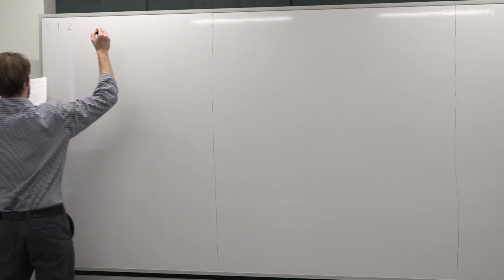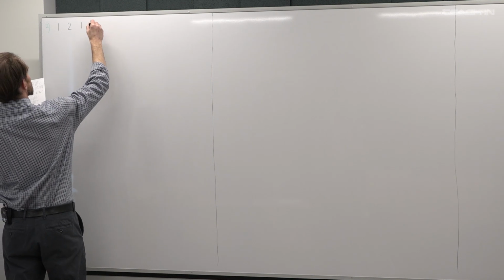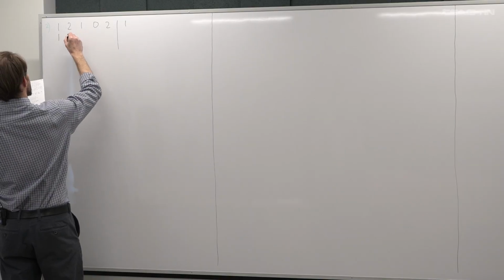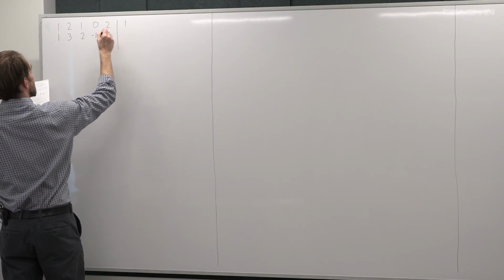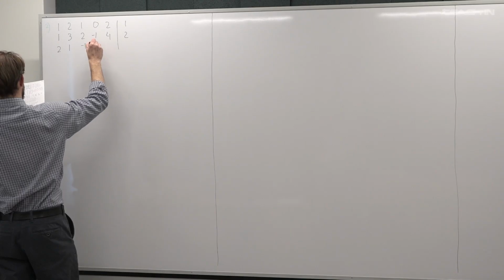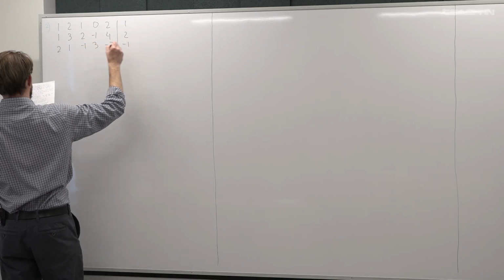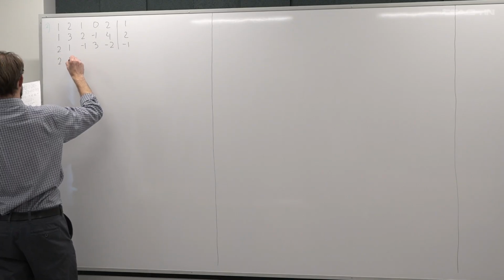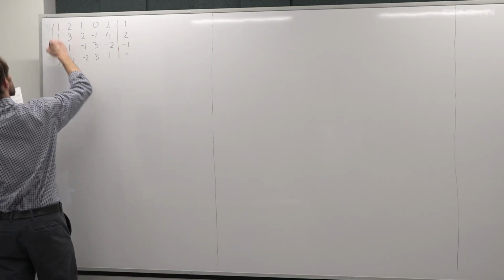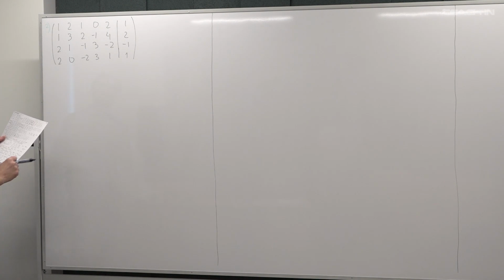So the augmented matrix of the system would be 1, 2, 1, 0, 2, then 1, 1, 3, 2, minus 1, 4, then 2, 2, 1, minus 1, 3, minus 2, minus 1, and the last row 2, 0, minus 2, 3, 1, and 1 in the right hand side. Okay, so this matrix corresponds to a linear system with 4 equations and 5 unknowns. I'll double check everything.